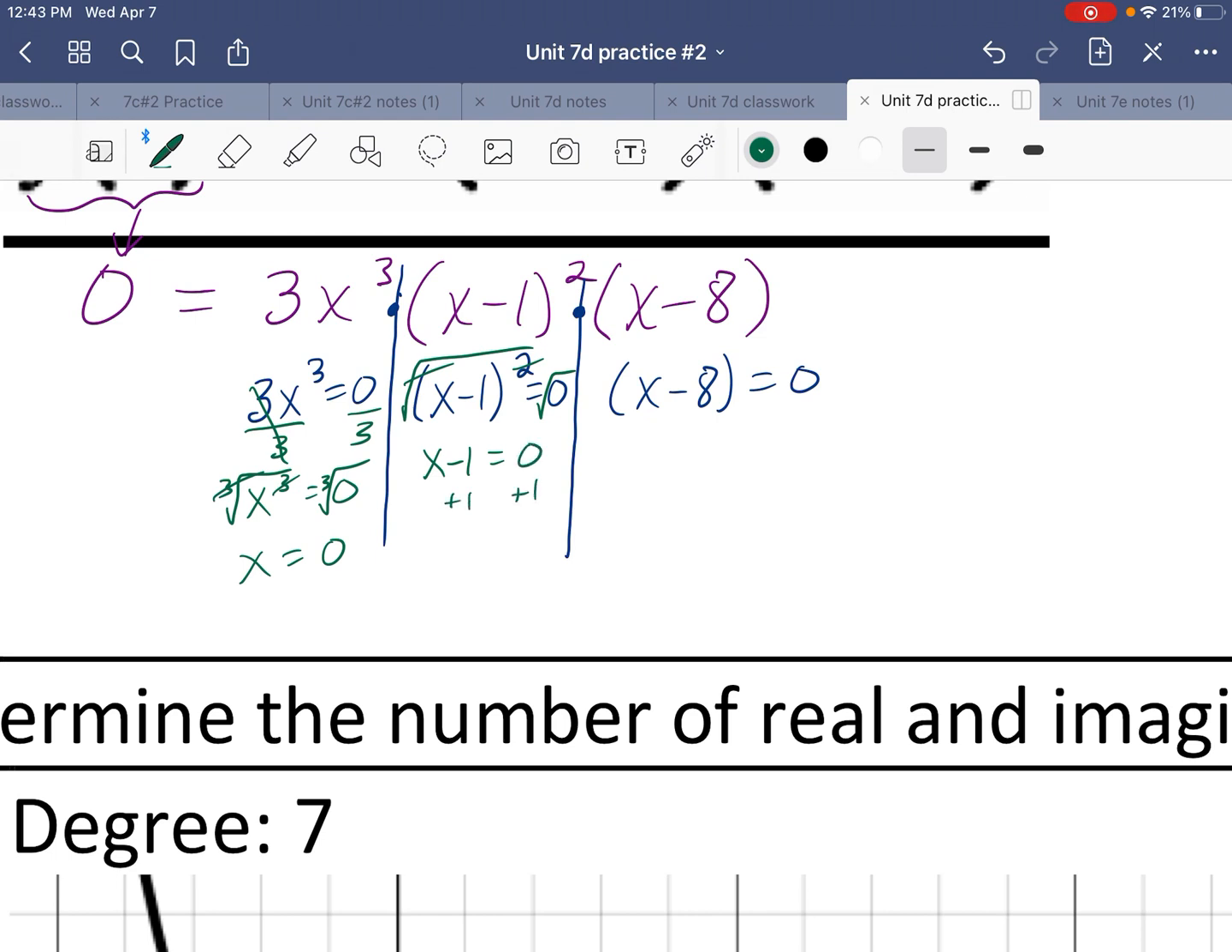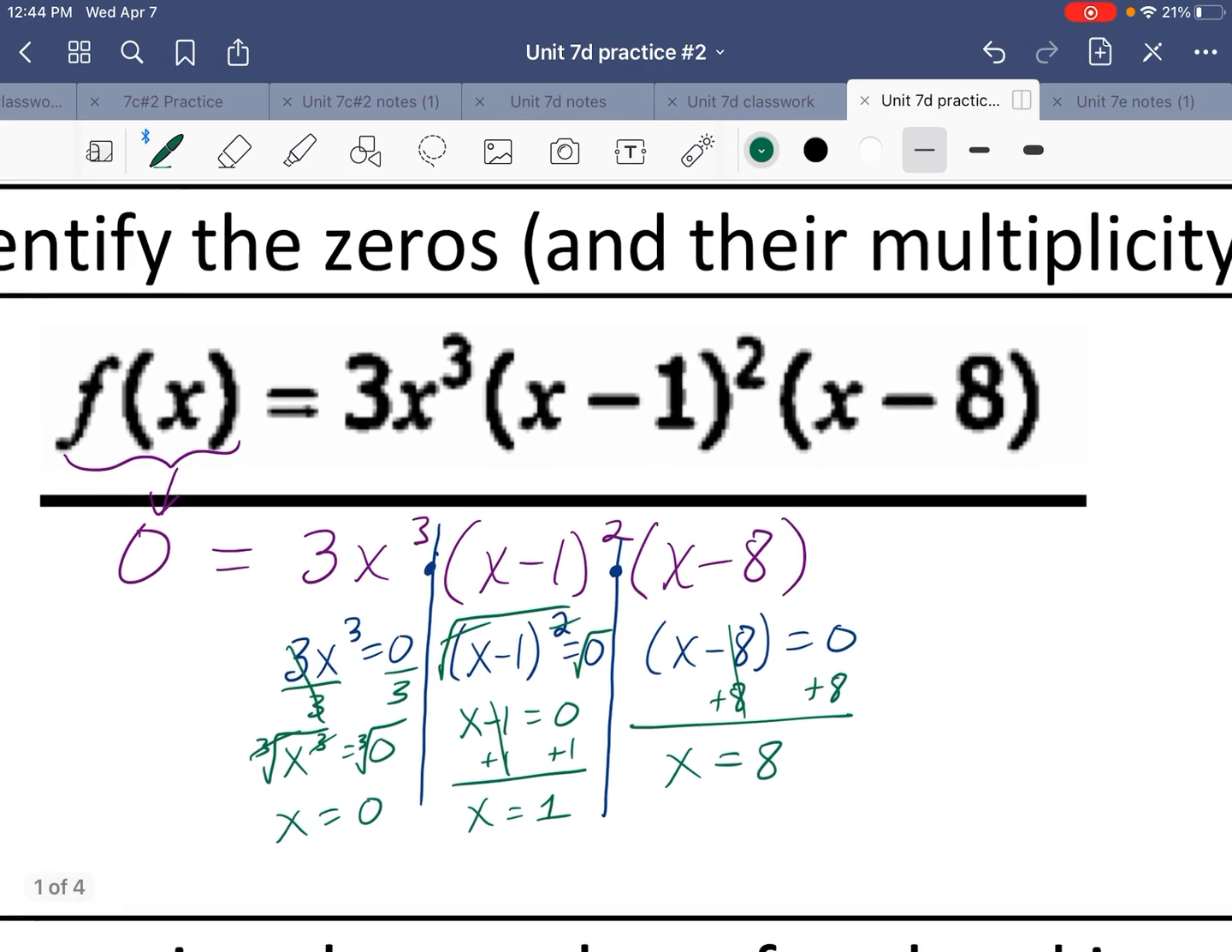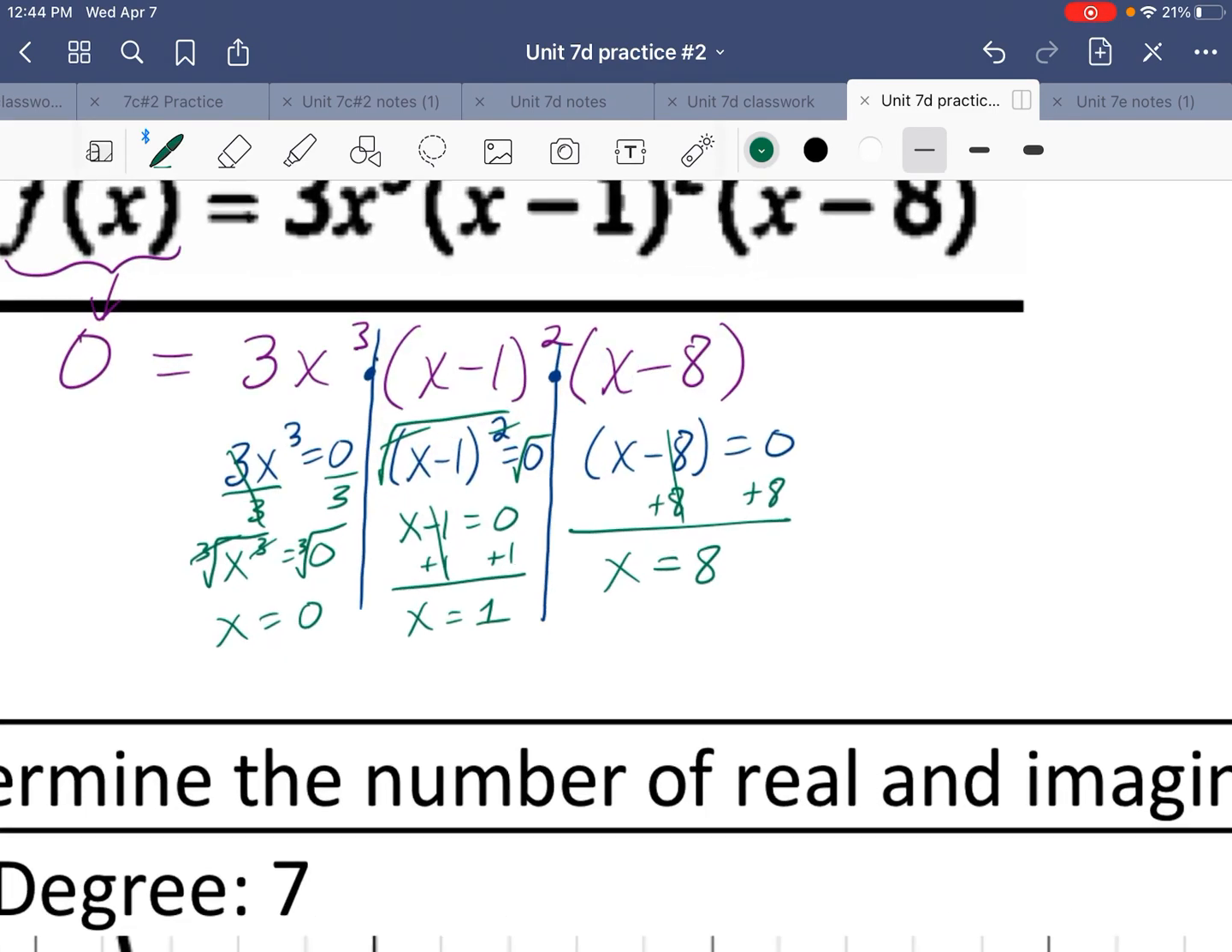Add 1, add 1, 1. And the last one is just adding 8. Don't need the parentheses for anything. Now, these are the solutions. These are the zeros. We identified the zeros, and now their multiplicity.